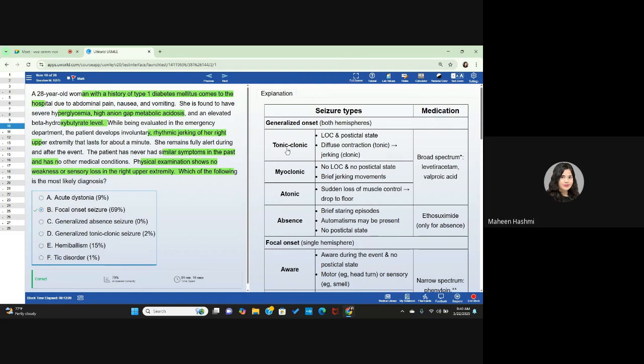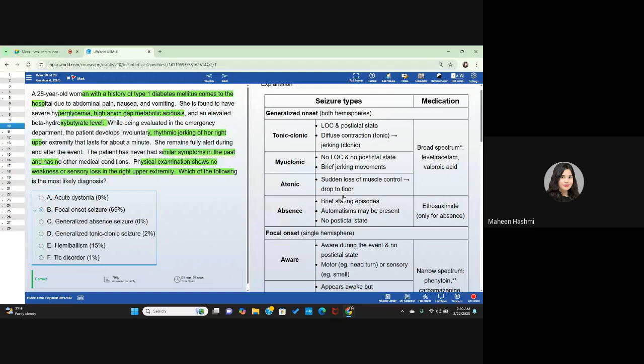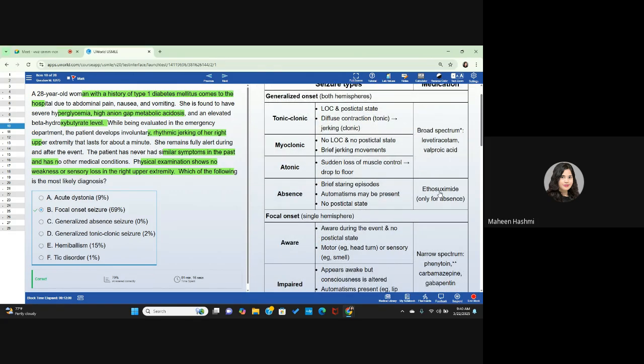For example, this is a tonic-clonic, where you're going to be having rhythmic jerking. They ask tonic-clonic, absence, sometimes myoclonic. They do not ask atonic, so it's okay if you skip that. Again, medication: you give levetiracetam, and you give valproic acid. For absence, you give ethosuximide. Again, remember what they do. Ethosuximide is a calcium channel blocker. So remember that. All right. And you also give valproic acid.